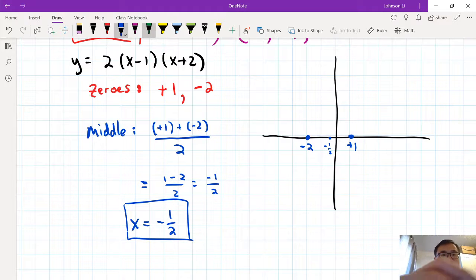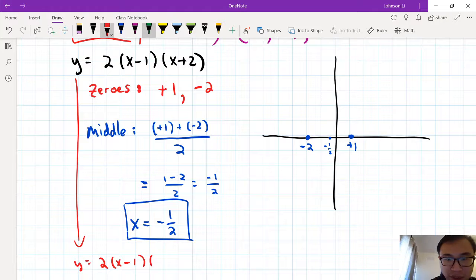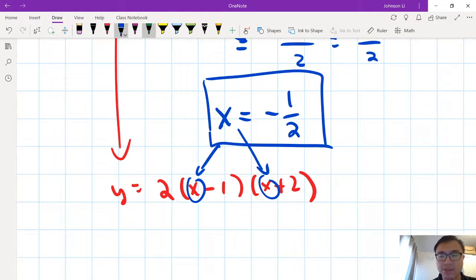So again, what I do is I'm recopying the equation down that I had before. Maybe use a different color. Okay, I'm just recopying this whole equation down. So 2x minus 1x plus 2, and I'm just substituting my x's into these two x's, because I know that x is negative a half now. I can just simply write them in. Negative 1/2 minus 1.